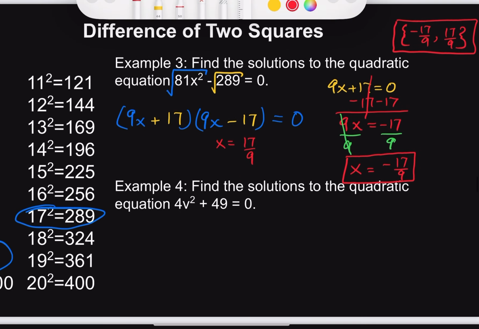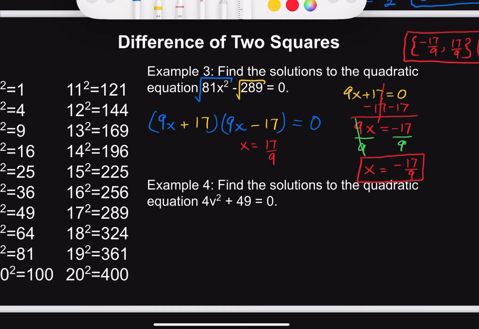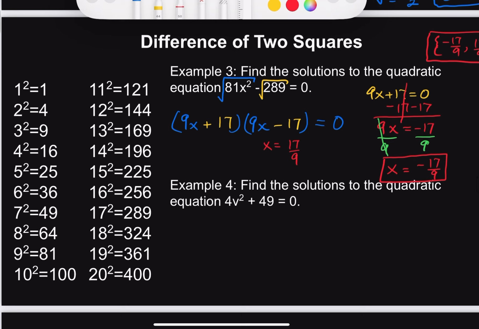The last example. Let's erase this here. So we have 4v squared plus 49 equal to 0. Okay. 4 is a perfect square because 2 squared is 4. 49 is a perfect square. 7 squared is 49. The issue is the addition here. We are adding here.